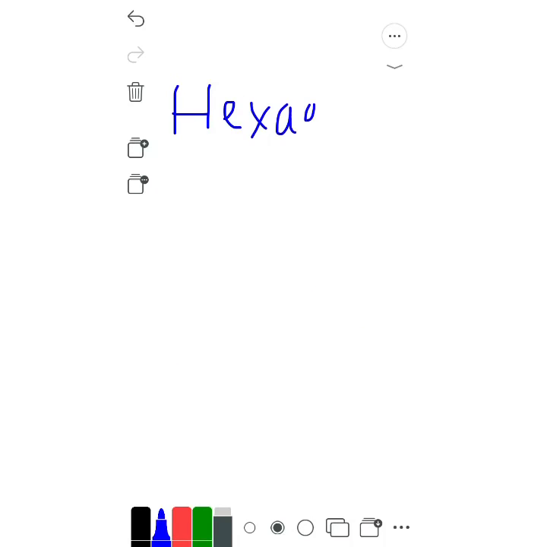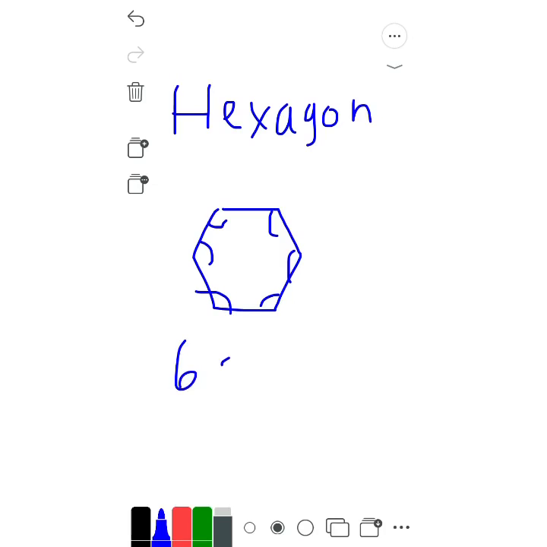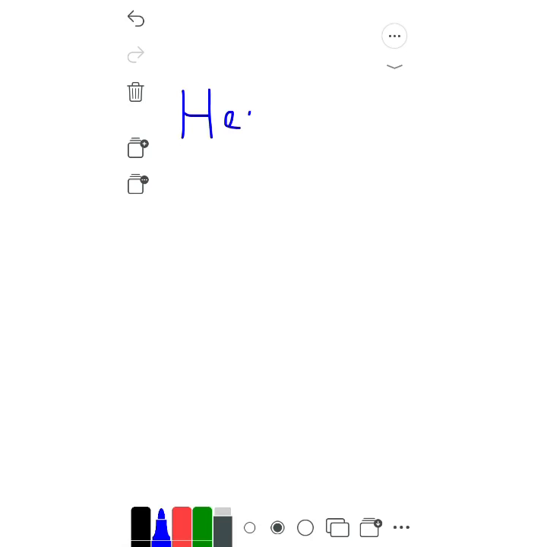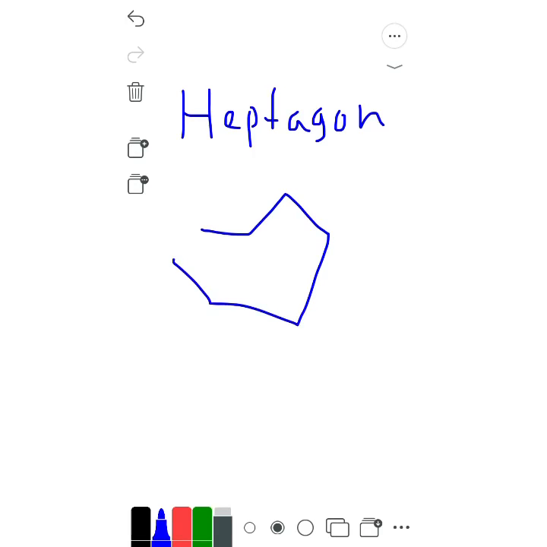Next up is a hexagon. A hexagon is a shape that has 6 sides and 6 corners. Next up we got a heptagon. And a heptagon has 7 sides and 7 corners. So it's also classified as a polygon.